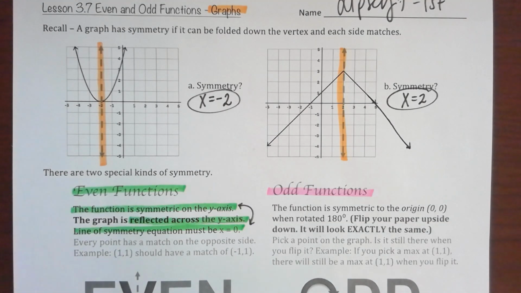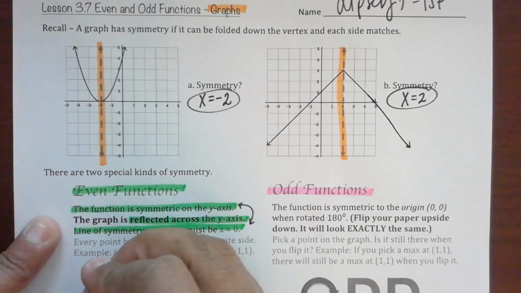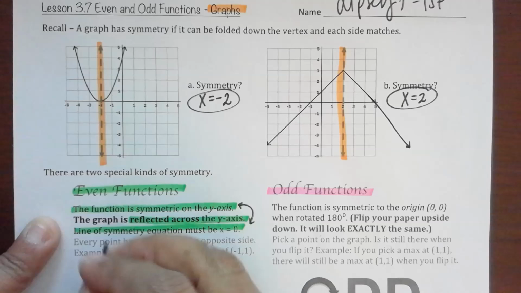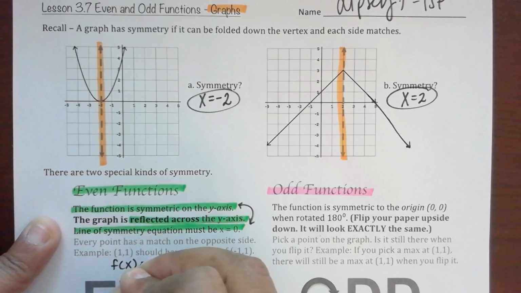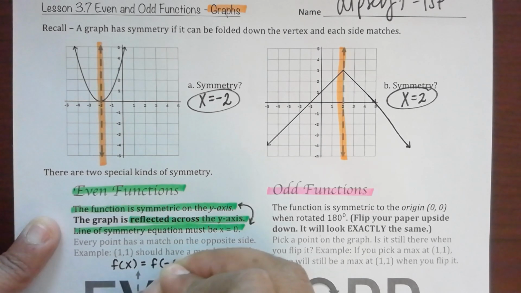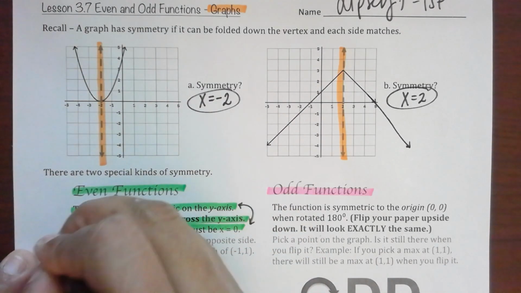Every point has a match on the opposite side. Example, -1, 1 should have a match at 1, 1. Meaning x should be the opposite, but y should be the same. X should be the opposite, but y should be the same. So, the way we typically write that is f of x is equal to f of opposite x. That's how we write this piece here.